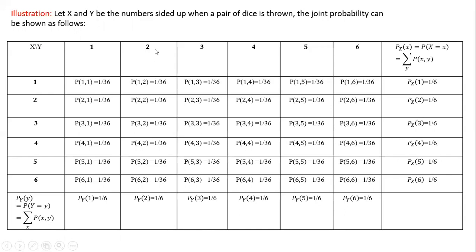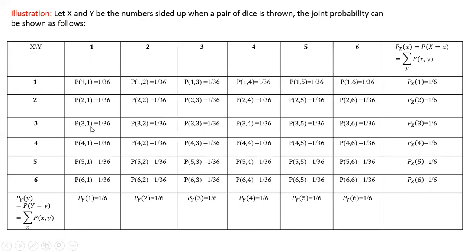Now what does P(1,2) mean? First die 1, second die 2. So 1 by 36. P(1,1) is 1 by 36, and so on. P(1,6) equals 1 by 36. Similarly, P(2,1) is 1 by 36, P(2,2) is 1 by 36, like that. P(2,6) equals 1 by 36. And P(6,6) is also 1 by 36.